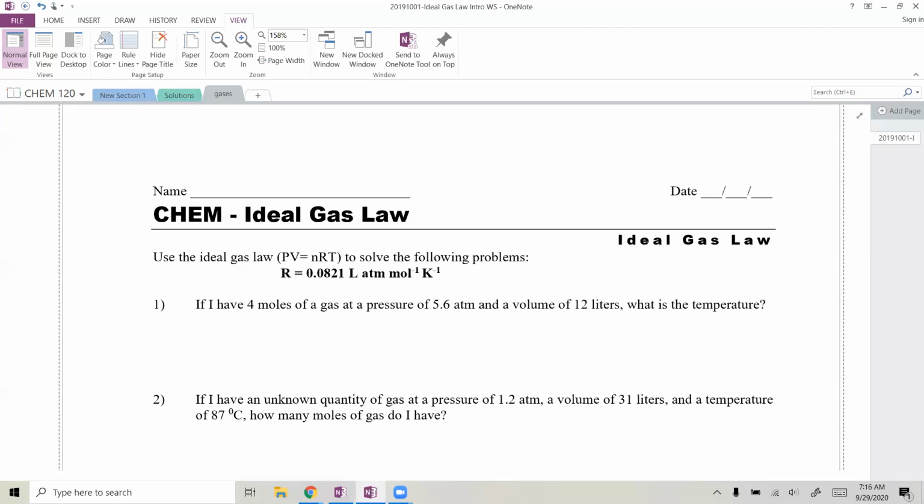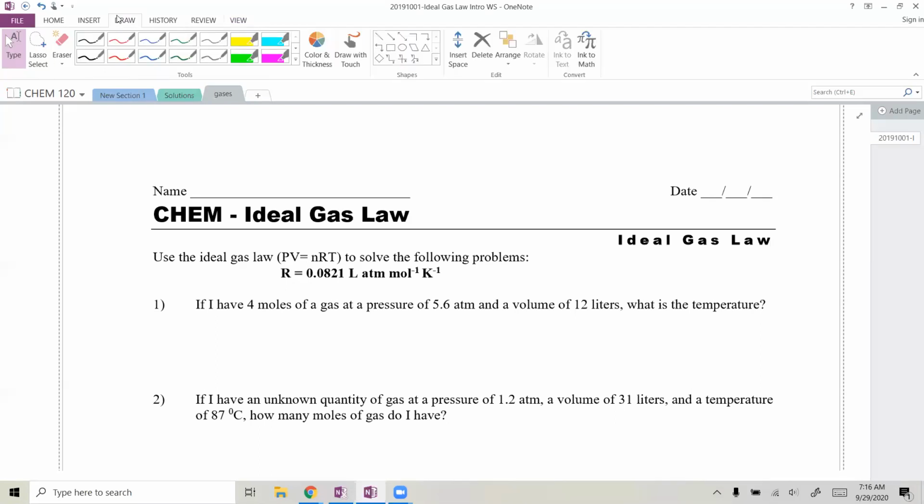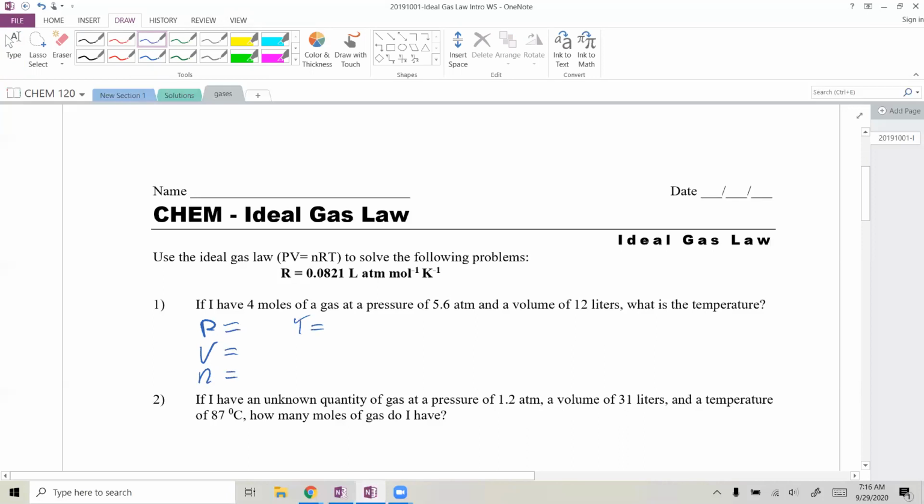Right? And so when we get to a problem like this one, it says if I have 4 moles of gas at a pressure of 5.6 atmospheres and a volume of 12 liters, what is the temperature? And so we want to try to set up that question. When I read through it, I can start to write down the information that I know. So I know at some point I'm going to need the pressure, the volume, my n, and my temperature. My pressure is 5.6 atmospheres. My moles is 4 moles. My volume is 12 liters, and my temperature is what we're looking for.